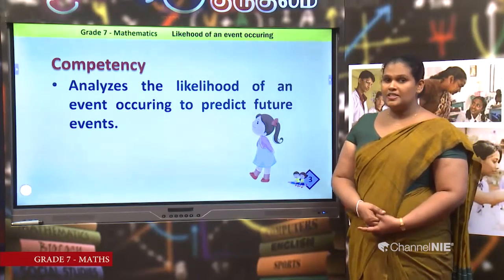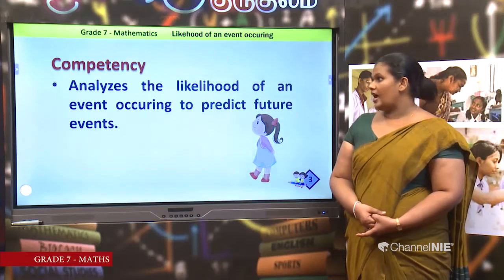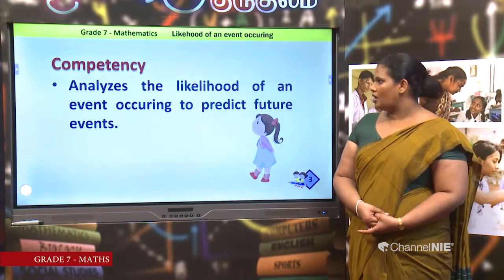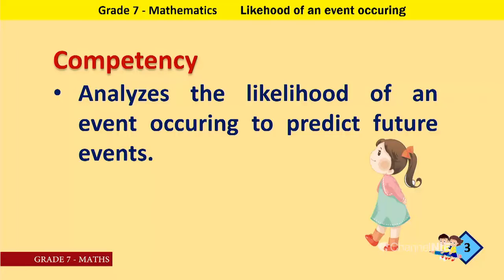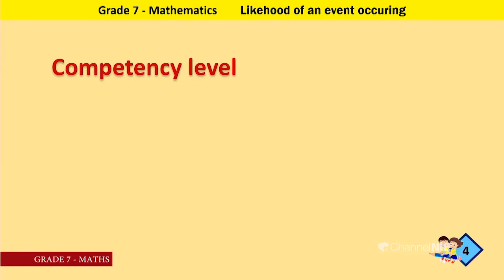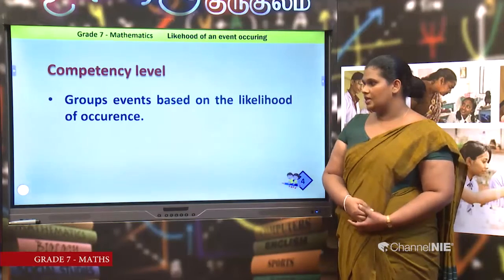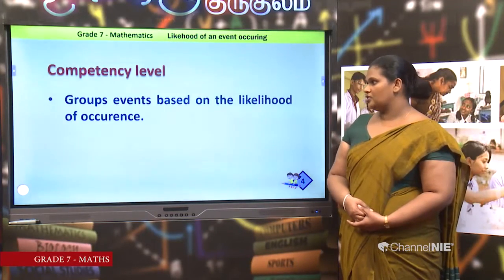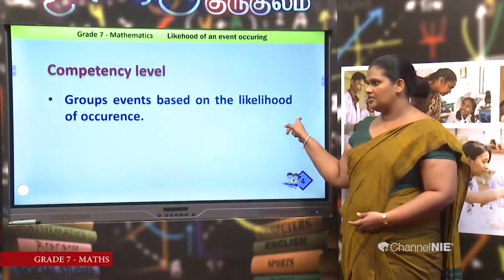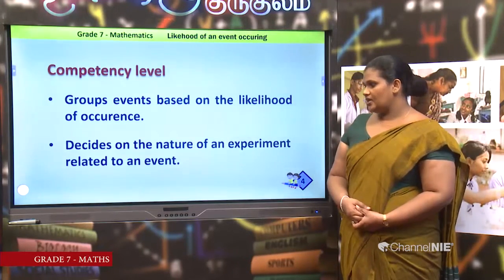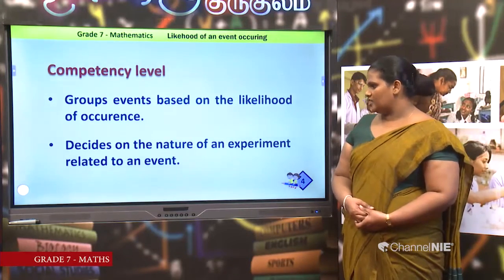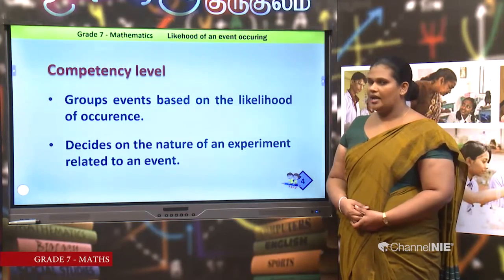The competency you are going to cover is analyzes the likelihood of an event occurring to predict future events. Under the competency level is groups events based on the likelihood of occurrence, decides on the nature of an experiment related to an event.